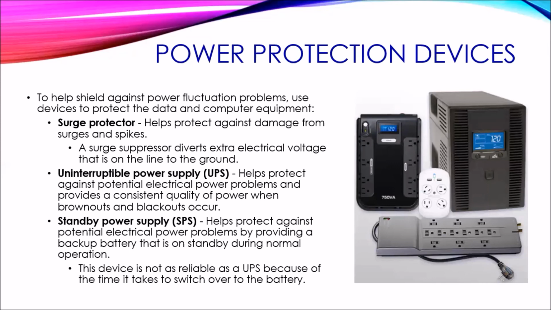UPS, uninterruptible power supply. It helps to protect against potential electrical power problems and provides a consistent quality of power when brownouts and blackouts occur. SPS, standby power supply. It helps to protect against potential electrical power problems by providing a backup battery that is on standby mode during normal operations. This device is not as reliable as a UPS because of the time it takes to switch over to the battery.